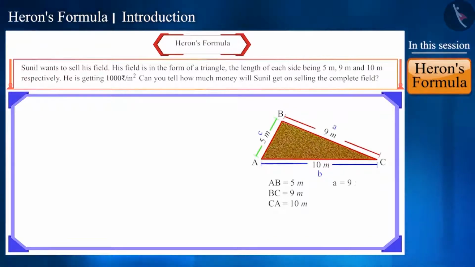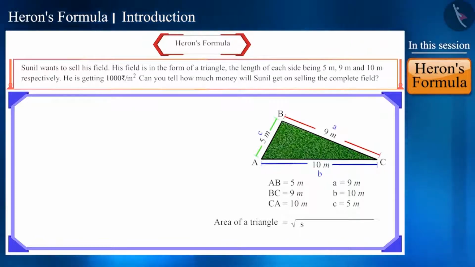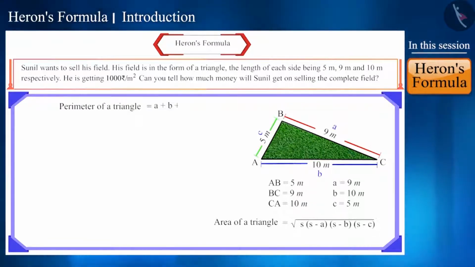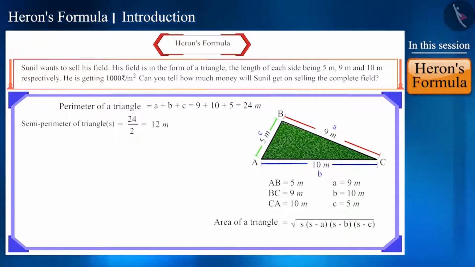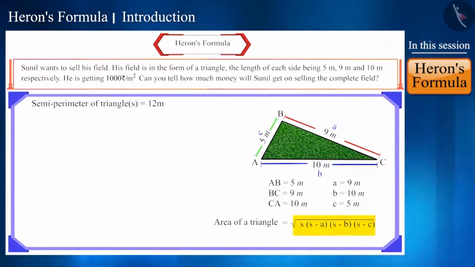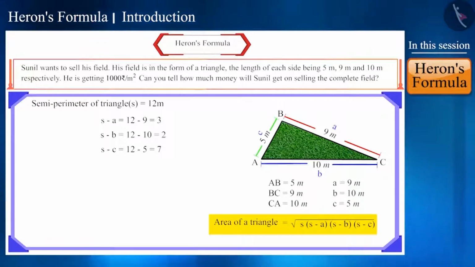So in triangle ABC, a is equal to 9 meters, b is equal to 10 meters and c is equal to 5 meters. Heron's formula for calculating the area of a triangle is square root of s within brackets s minus a, s minus b, s minus c, and its solution will be as follows. The perimeter of the triangle is 24 meters and its semi-perimeter will be 24 divided by 2, which is 12 meters. Now we will find the value of the terms within the brackets s minus a, s minus b and s minus c, and with the help of the formula we will find the area.